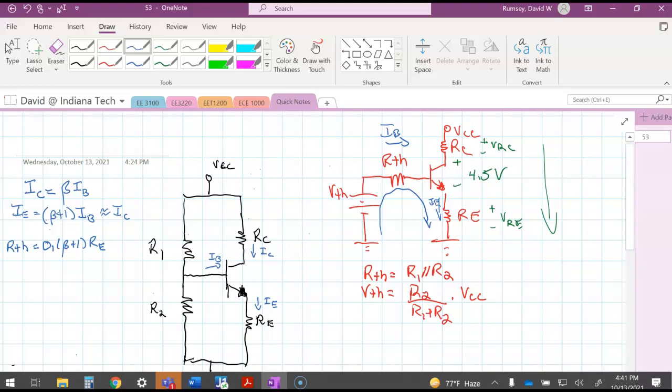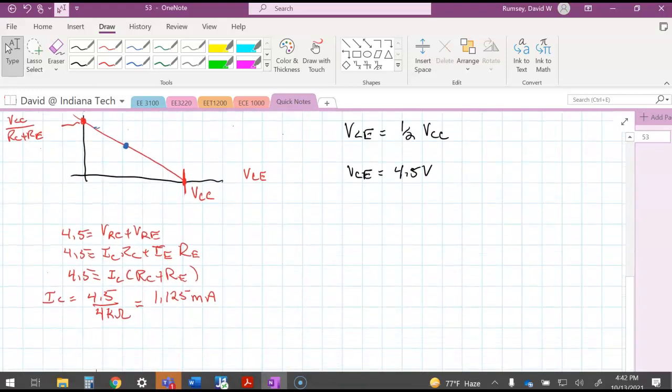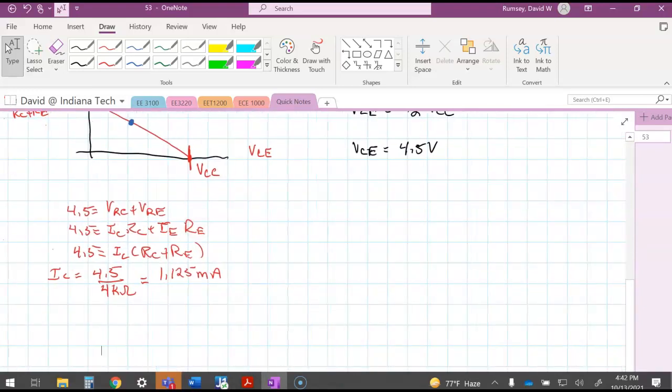So I'm going to need to know both IE and IB. This is actually, I think, an equation that's in the lab as far as useful equations. But what we can do is get an equation here that says V Thevenin is equal to IB times R Thevenin plus beta plus 1 times RE.